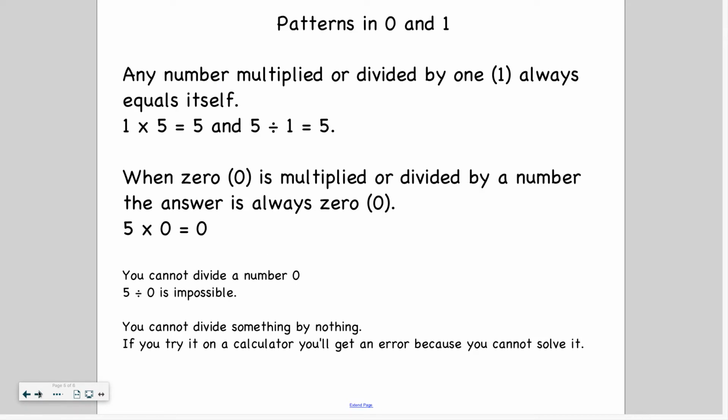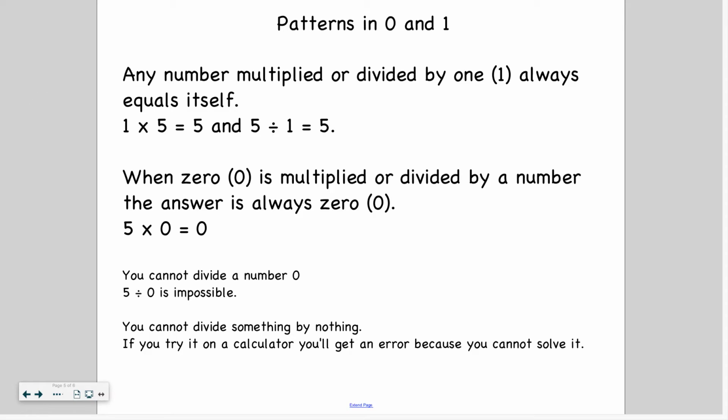Okay, so the patterns in 0 and 1 are, for 1, any number times 1 or divided by 1 is always going to equal that same number. So for example, 1 times 5 is 5, and 5 divided by 1 is 5. This is true for any number. 7 times 1 is 7. 7 divided by 1 is 7. It stays the same for even 13. 13 times 1 is 13. 13 divided by 1 is 13. So any number multiplied or divided by 1 equals itself.